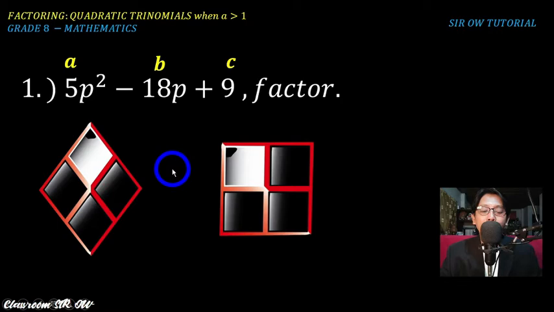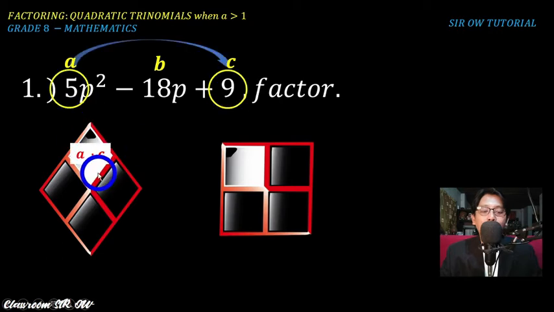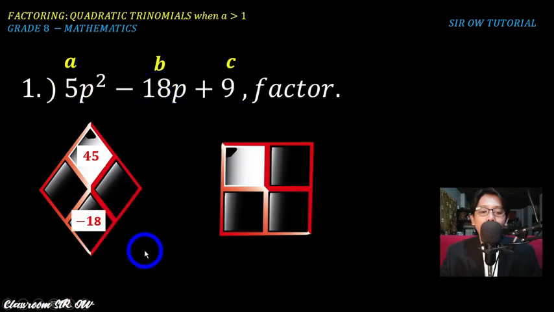The first step is the upper portion of our diamond: we will multiply the value of a with the constant, which is 9. And the bottom part of our diamond is the coefficient of the linear term, which is b. Now, a times c, so we will multiply 5 times 9. That is, of course, 45. And the coefficient of the linear term, or the value for b, is negative 18.